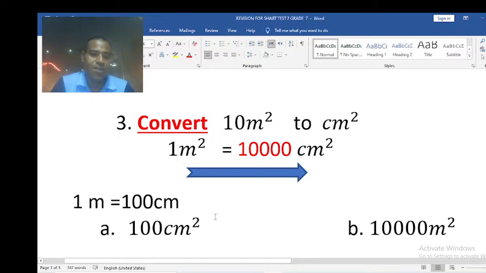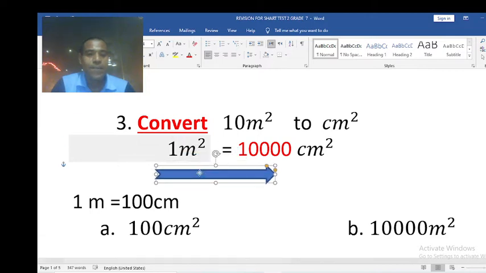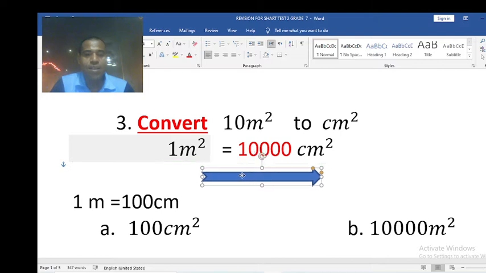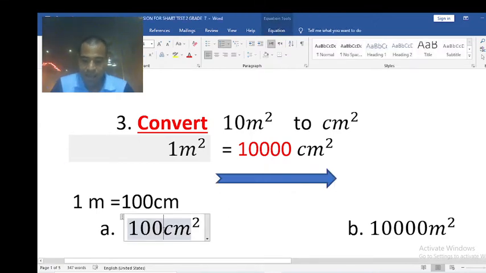Now I will multiply. We were told to convert 10 meters square, which means you are going to multiply this 1 meter square by 10,000. So you will get 100,000.